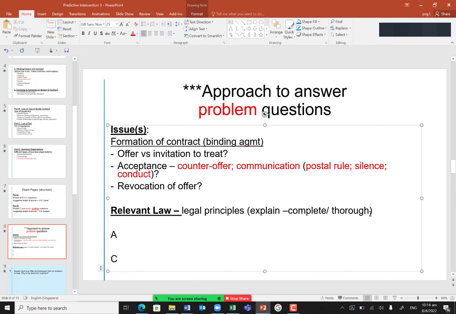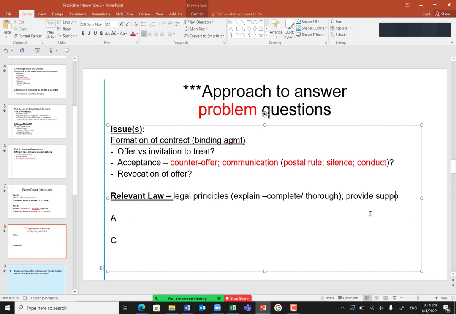What many students fail to do is my next part. Provide supporting cases. This part is oftentimes missing. So for offer, what is the case that you use? For invitation to treat, ITT, what is the case that you use?